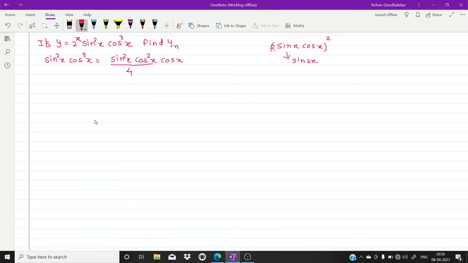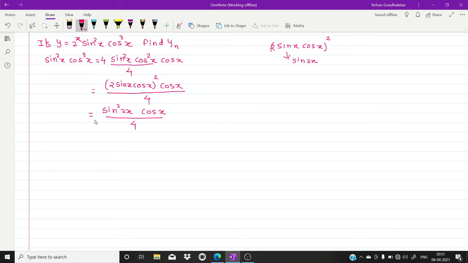Hence, I am multiplying it by 4, and this is (2 sin x into cos x) whole square into cos x divided by 4. So this is sin square 2x into cos x, divided by 4.